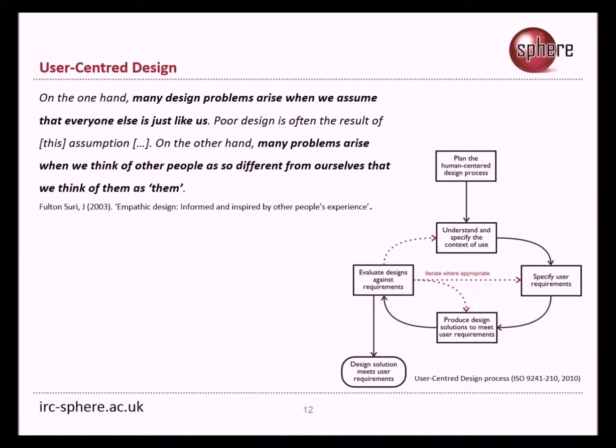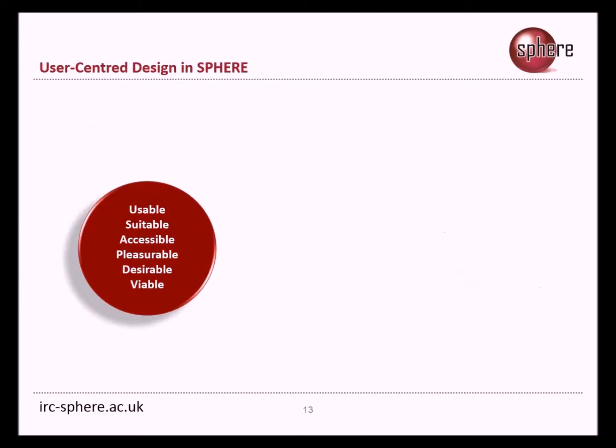I think good design always goes through the cycle. You're never going to finish a product because circumstances change, because technology improves, so you can always iterate and make it better. So for SPHERE, we want to make sure that the technology is usable and suitable, also accessible, because we are looking at a range of people.